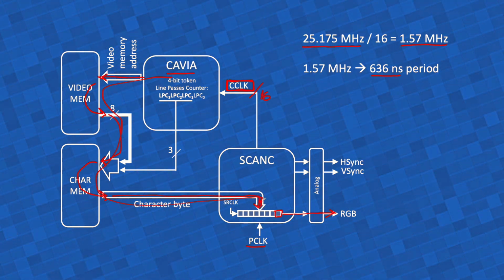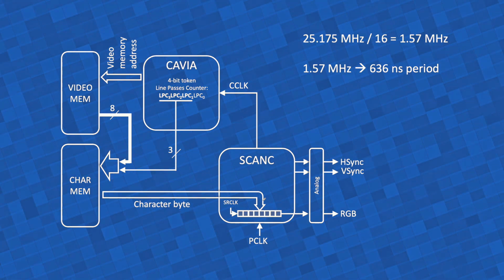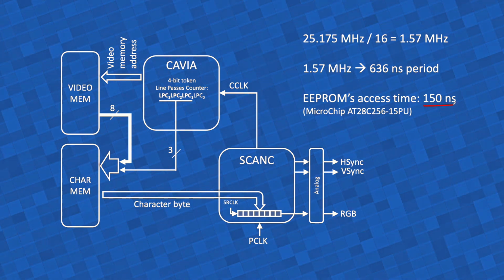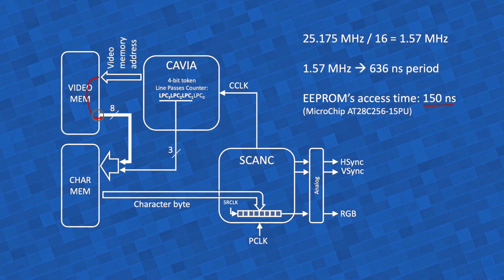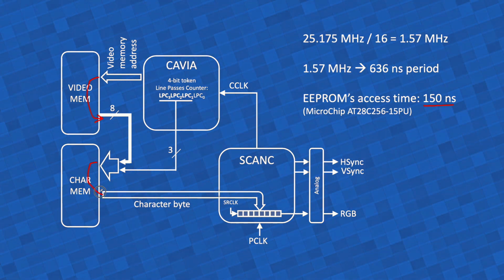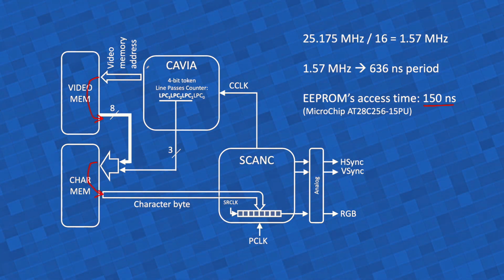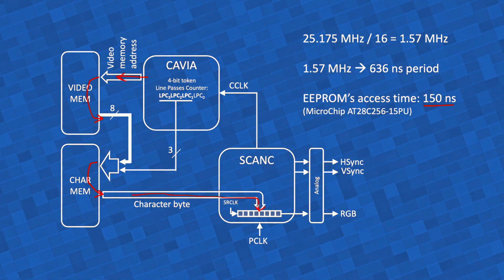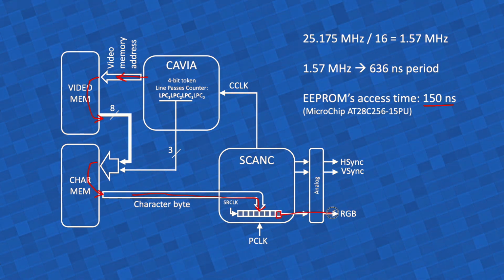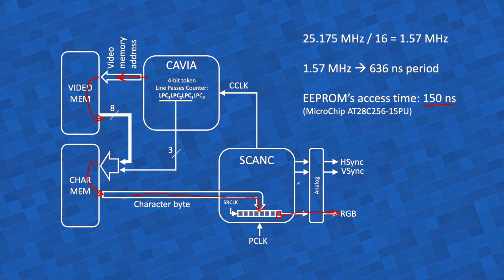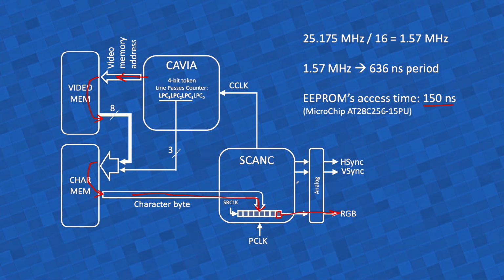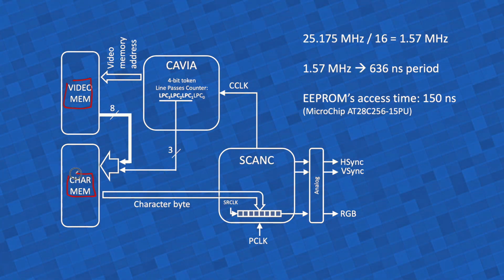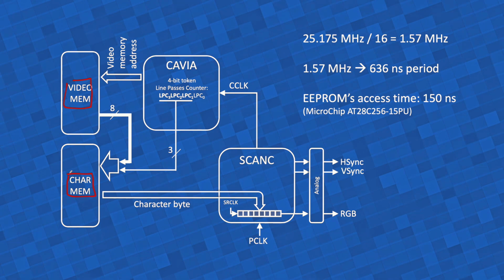Now, is this little or is this enough? Taking into account that I am using EEPROMs now, which are fairly slow, access time of 150 nanoseconds, we know that this response here is 150 and this is also 150, so we have 300. Now, this is relatively fast in comparison, and so is this. All of this is relatively fast, so we should have more than enough time. And after we move to the dual-ported SRAMs for video memory and character memory instead of EEPROMs, we will have even more time because the SRAMs are a lot faster.